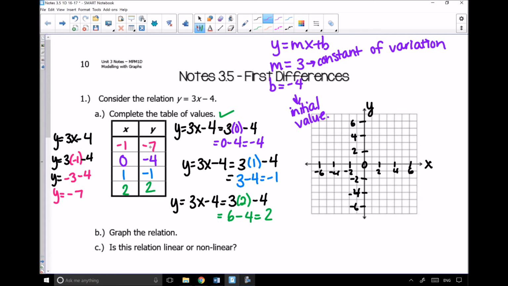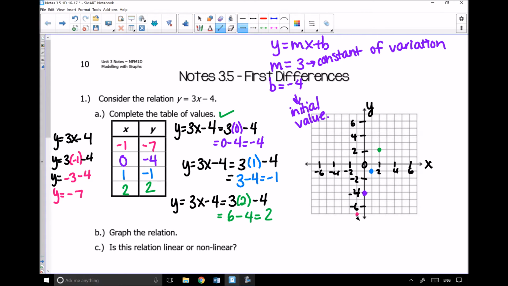Then I'm going to graph out my points. My first point is -1, -7. So I'm going to go to the left 1, and I'm going to go down 7, because that's what -1, -7 means. The next point I have is 0, -4. So I'm going to go nowhere left or right, and then I'm going to go down 4. The next point I have is 1, -1. So I'm going to go to the right 1 and down 1. I'm going to put a dot there. And then the last point I have is 2, 2. Once I do that, I can go ahead and connect my dots and I'll have my line.